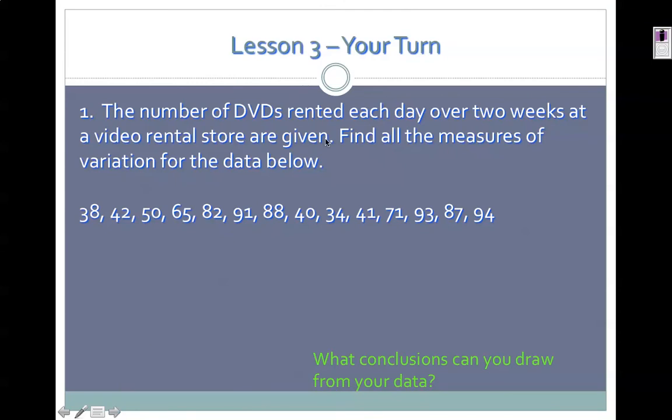All right, now it's your turn. There are two your turn questions that you need to complete. And remember, I want you to find all the measures of variation. So that's the 5-number summary, which is the lower extreme, lower quartile, median, upper quartile, and upper extreme. It wants you to find the interquartile range and the range, and then tell me what conclusions can be drawn from your data. Whatever questions you have, you may ask your teachers the next day, but please at least attempt the 2 your turn questions.